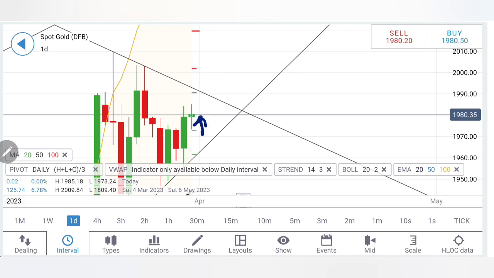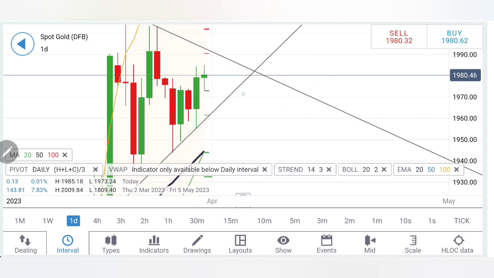Also see here, it has formed a tail. It may probably try to bring the prices up. Why? Because we have already seen it consolidating, one red, one green, one red, one green, and see increasing body size.